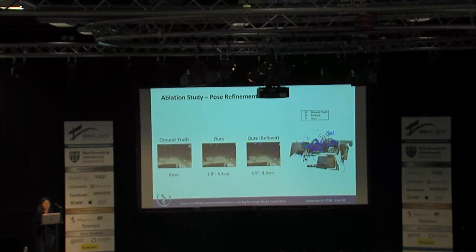To optimize our pose accuracy further, we do pose refinement. In this case, we sample additional very confident points and we refine our pose on those points. You can also see some visual results. And as I mentioned, this results in further improving the method's accuracy if needed.